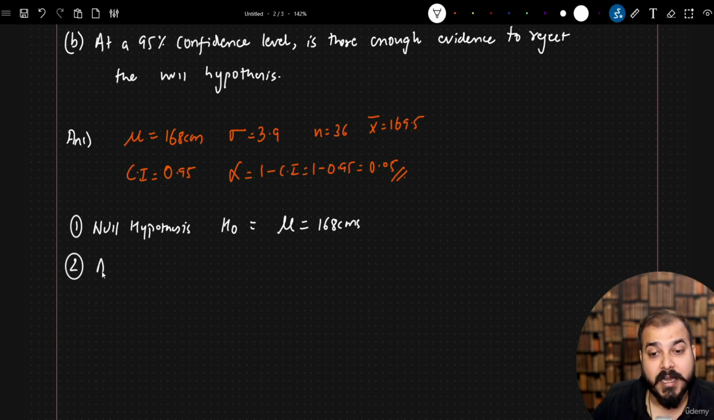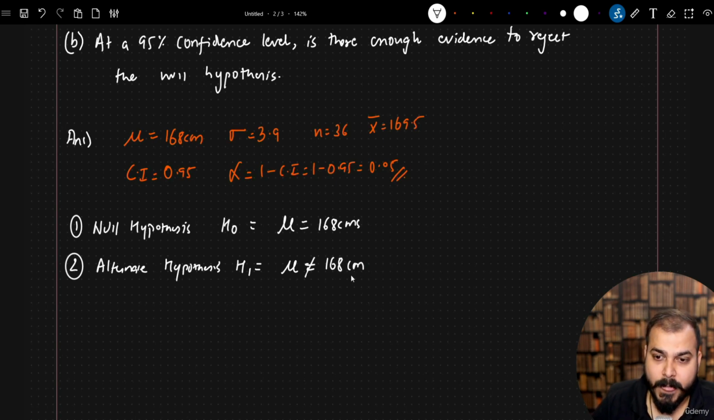Now coming to the next step, which is called the alternate hypothesis. We need to also specify our alternate hypothesis. My alternate hypothesis is H1, and here my H1 is basically saying the reverse of the null hypothesis. It will be the inversion of the null hypothesis. So we are going to check whether my mean is not equal to 168 centimeters. Now we will try to test this null hypothesis with the help of statistical analysis.